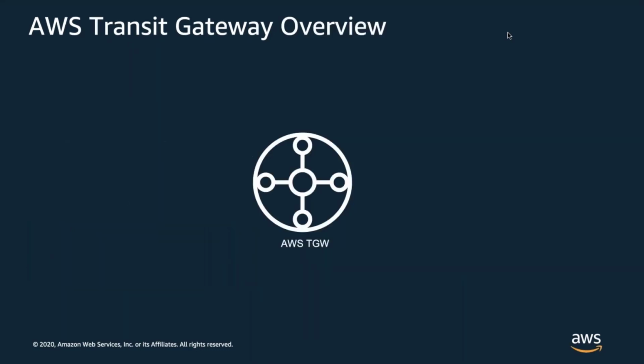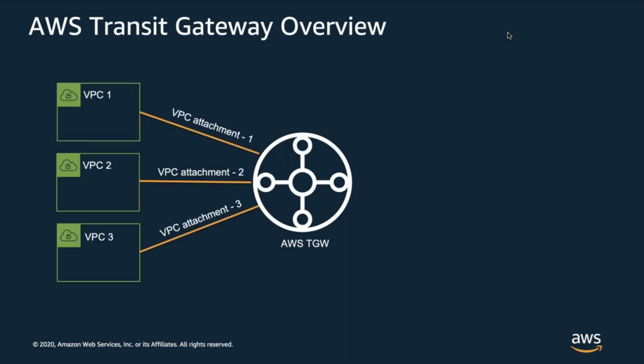So if we look at an example here, this is an AWS region. We have an AWS Transit Gateway. And we always show it as a single object, but it's not a single point of failure. It's actually a distributed system managed by AWS and allows you to, first of all, connect to your VPCs. So we have some VPCs here. We create VPC attachments. And this is a new construct.